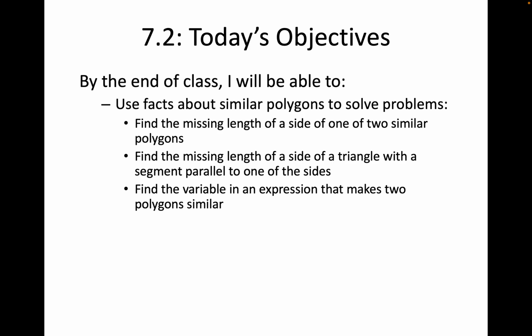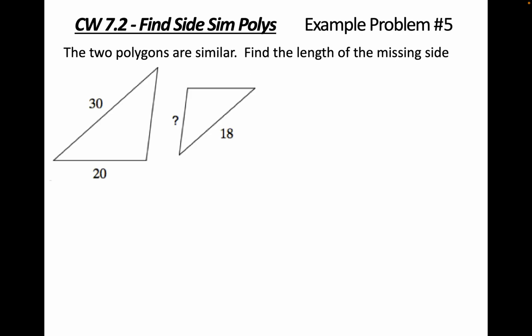All right, let's go through our objectives and make sure we can do a problem of each type here. So the first objective for the day was to find the missing length of side of one of two similar polygons. So right here are two polygons, in this case triangles, and it tells us that they're similar, and it's asking us to find the length of the missing side. So to do that, the first thing we need to do is match up their vertices, or match up their sides, their corresponding sides, so we know what goes with what.